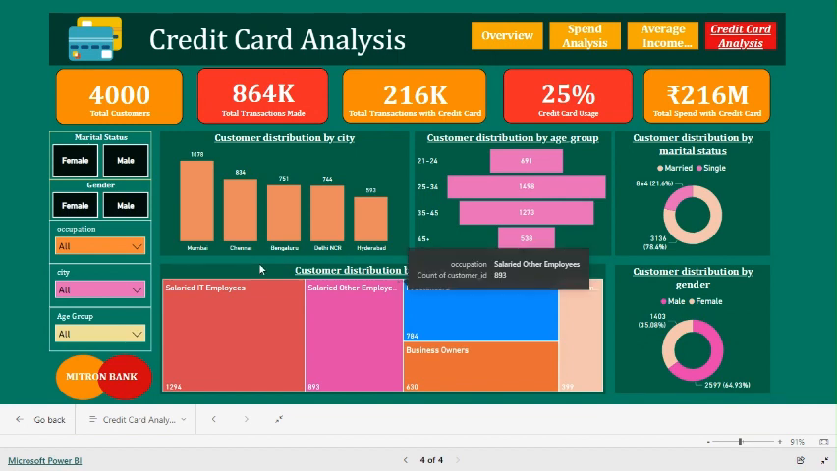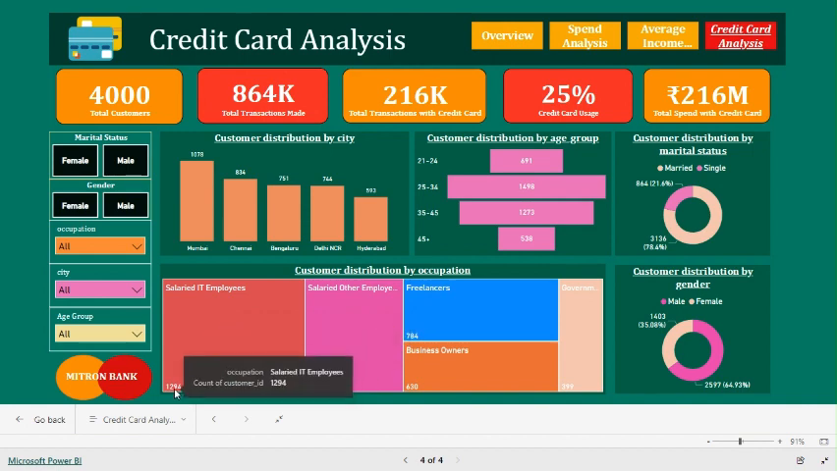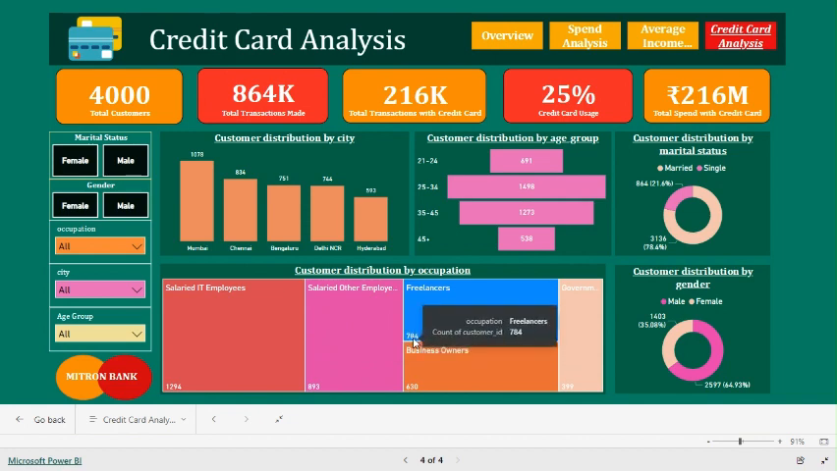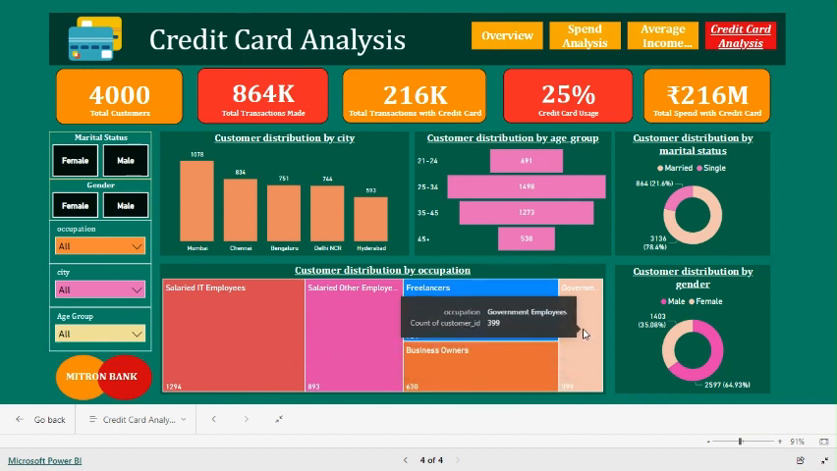Then going by the occupation, we see that most of the bank customers belong to this category, with about 1,294 salaried IT employees associated with the bank. There are about 784 freelancers, about 630 business owners, and just 399 government employees, which constitutes the least category of employees associated with the bank. So that's it with the dashboard presentation.